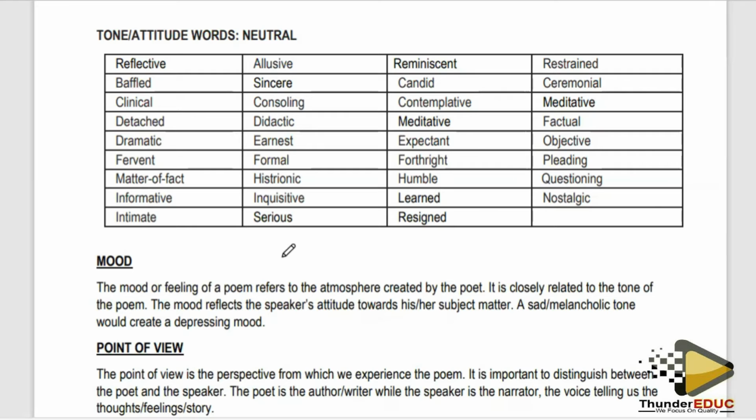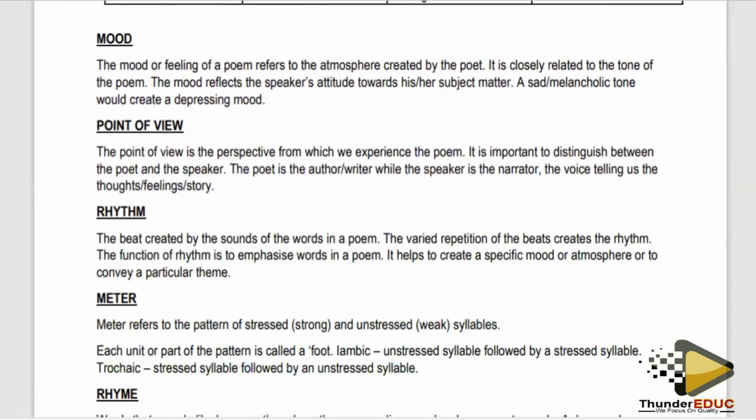Point of view is the perspective from which you experience the poem. You must be able to distinguish between the poet and the speaker. The poet is the writer, while the speaker is the narrator, the voice telling us the thoughts, feelings, or story. It can be one, but sometimes the point of view can be from 2 different angles. So you must understand whether the point of view is from the poet only, or there is a speaker also coming in, and you must be very clear on that one. Okay.